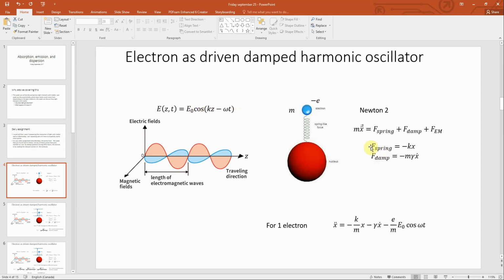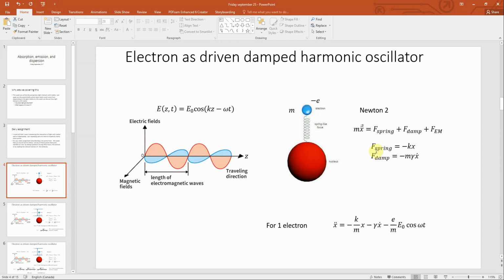Now, the force of a spring is, of course, negative kx, where k is the spring constant and x is the displacement from equilibrium. And then we have some damping, which we're going to say is m, the mass of the electron, times gamma, which is this damping factor, times x dot. What that means is that this damping force is proportional to the velocity. So if this thing's going fast, it's going to have a larger damping than if it's going slowly.